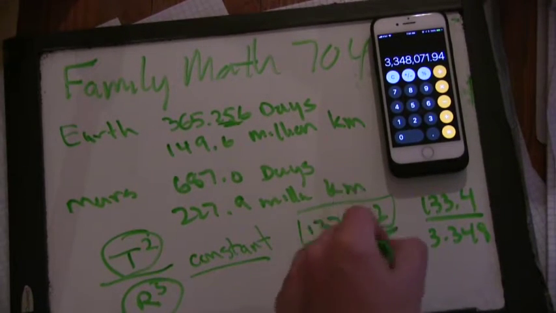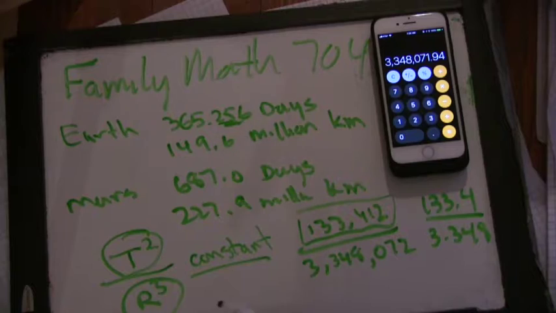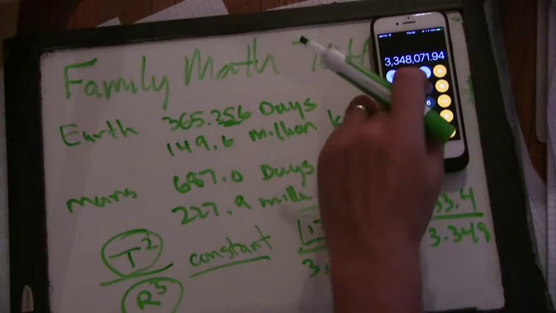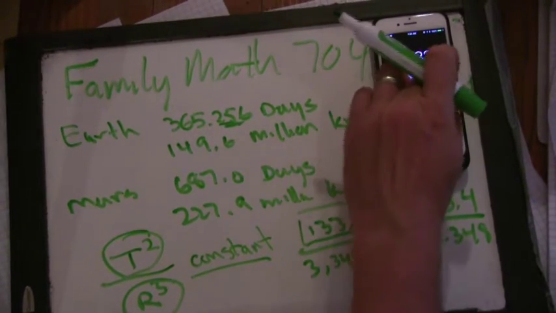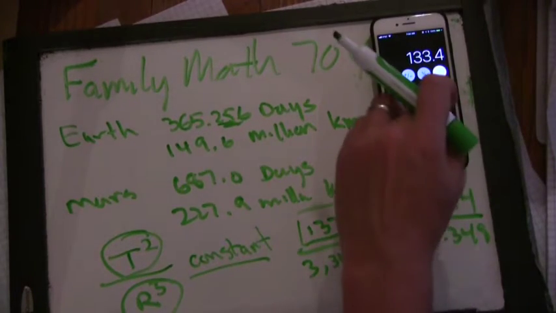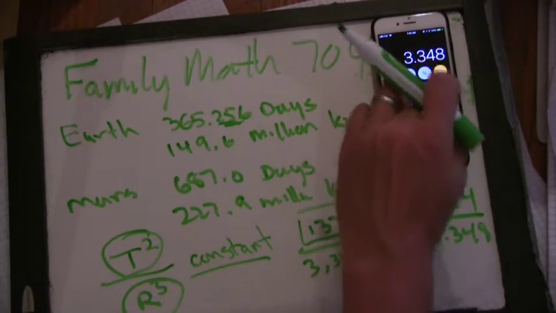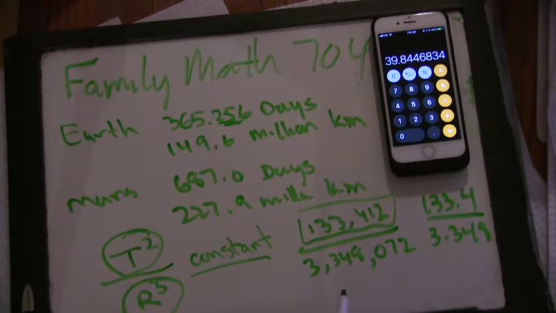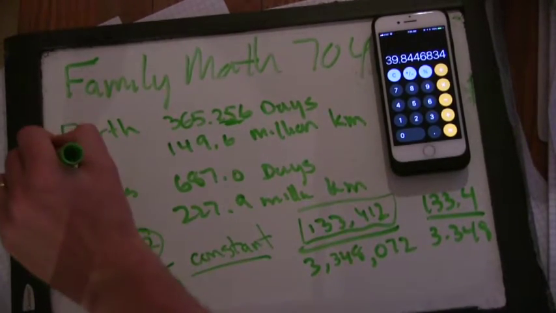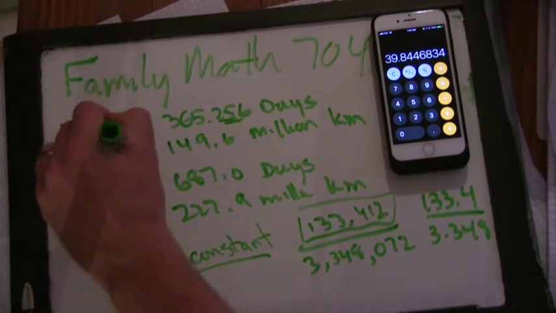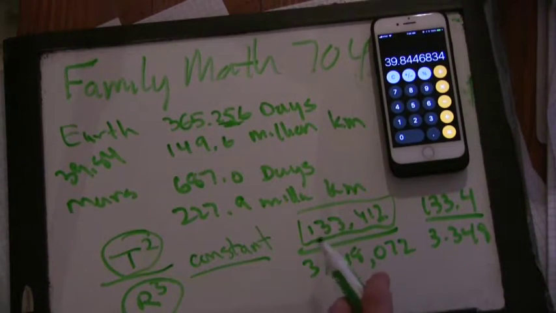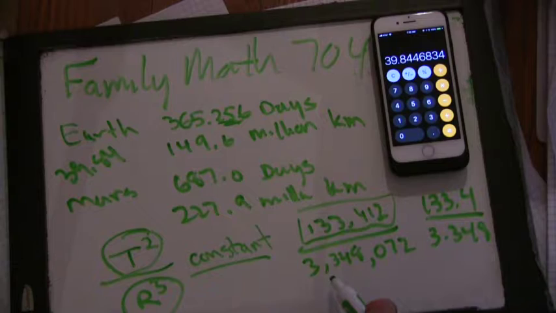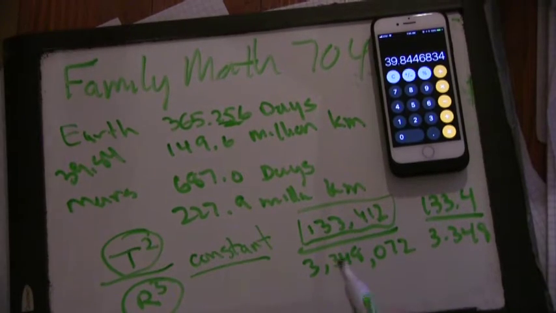Because I'm just going to multiply the bottom and top by 10, since we're supposed to be getting something that's constant. So 133.4 divided by 3.348, and I get sort of 39.84. Okay, so for Earth I get 39.84. Remember we're doing thousands divided by millions. Alright, so let's do the same calculation for Mars now.